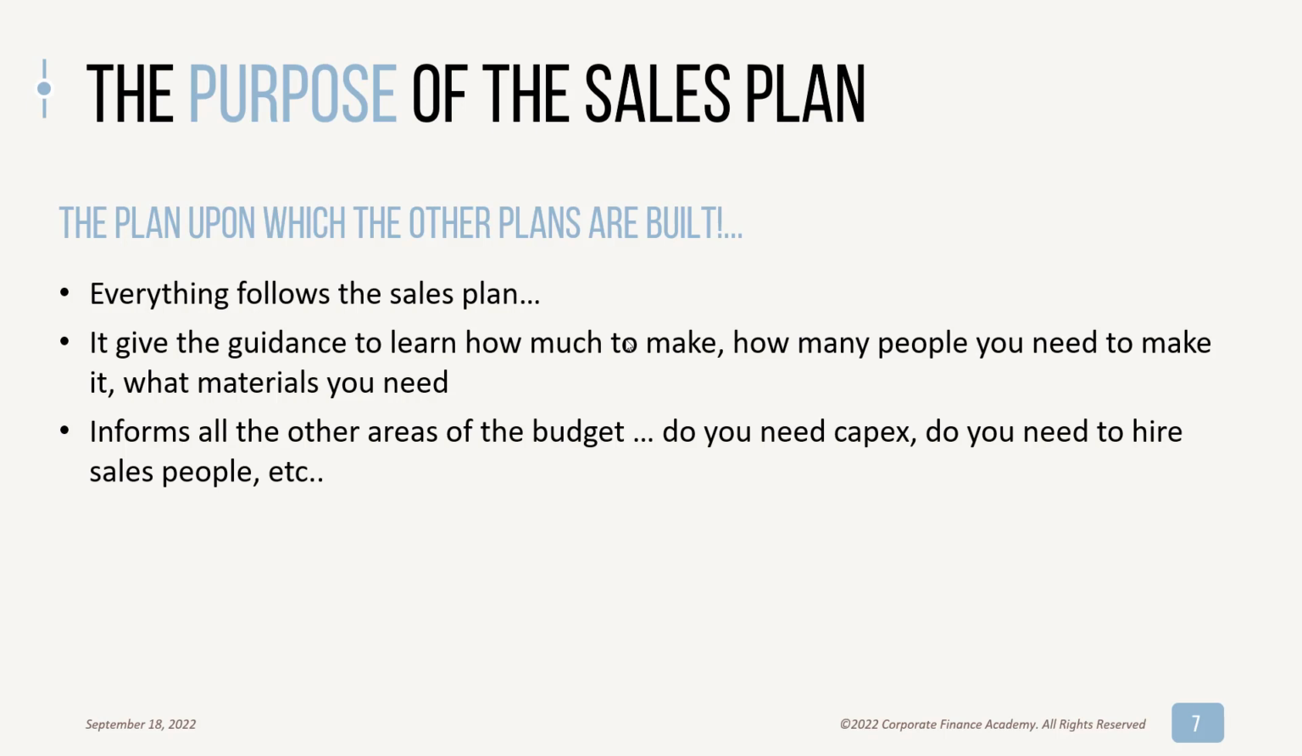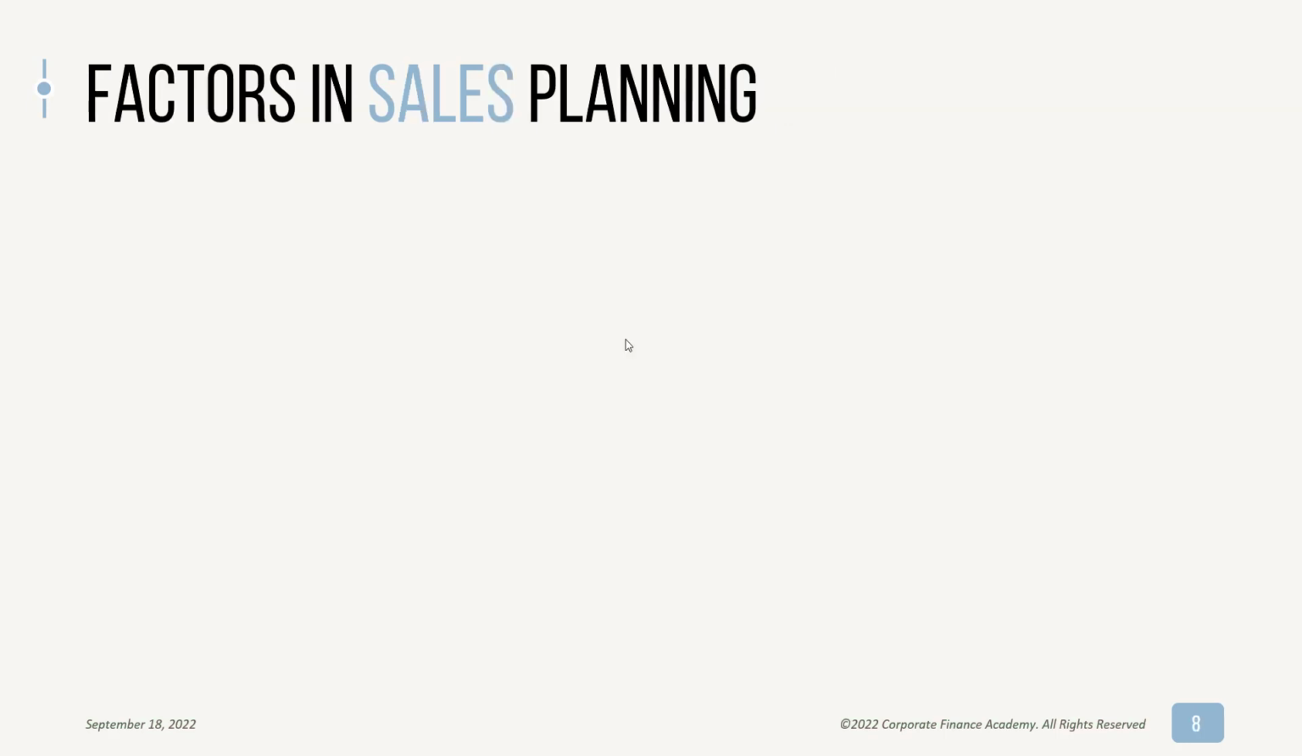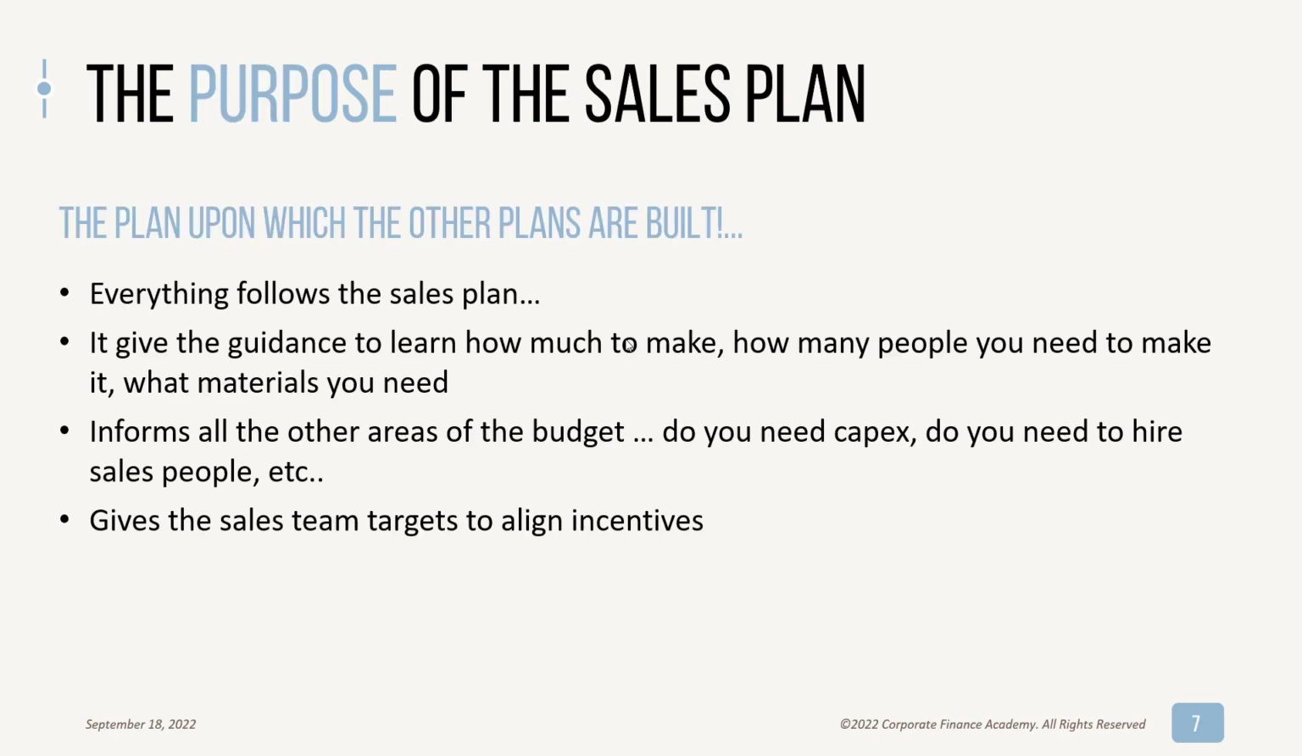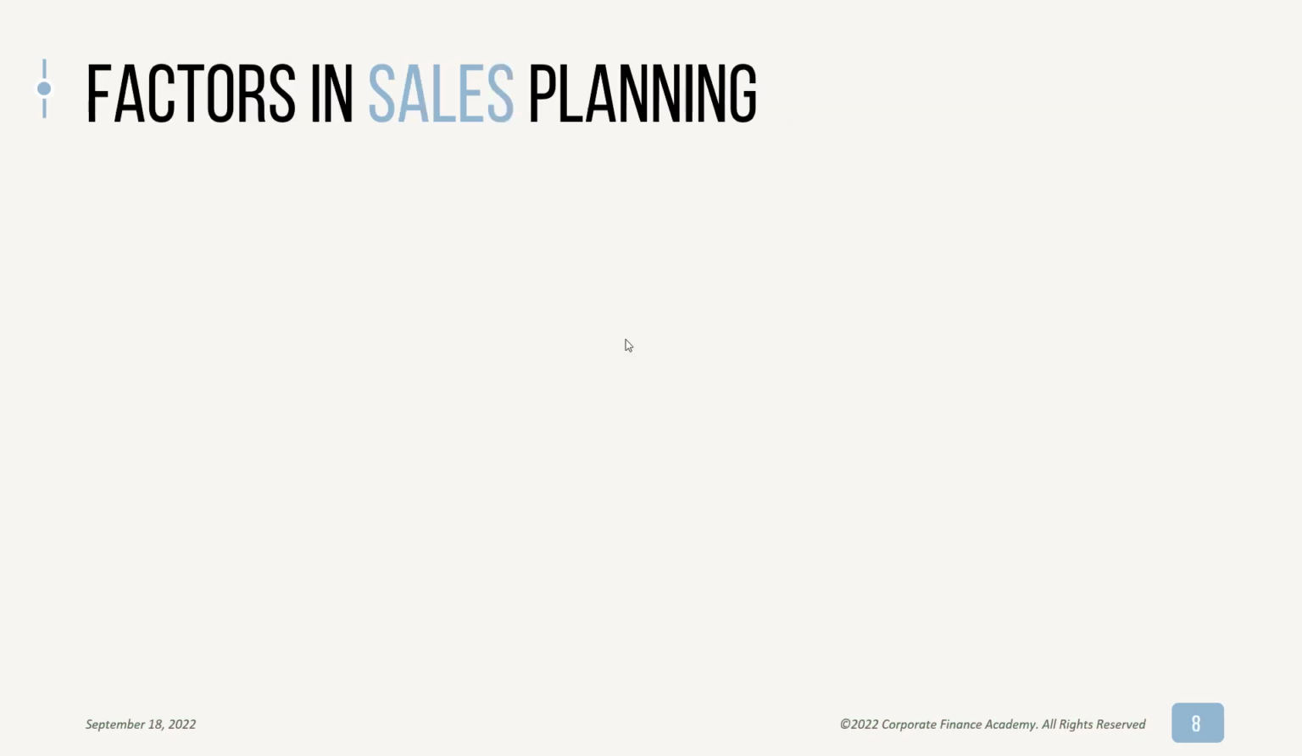It's going to tell you, do you need CapEx? Do you need to hire salespeople? And it gives the sales team targets to align incentives. So before you can say, here's how many machines I need to make something, you need to know how much you can sell. Before you need to know how many people you have, you need to know how much work there's going to be for those people. So everything follows the sales plan.